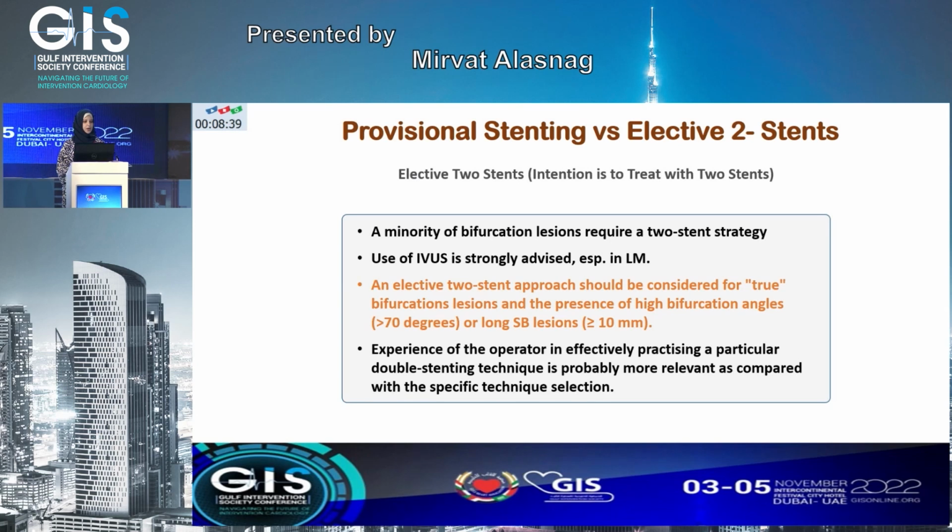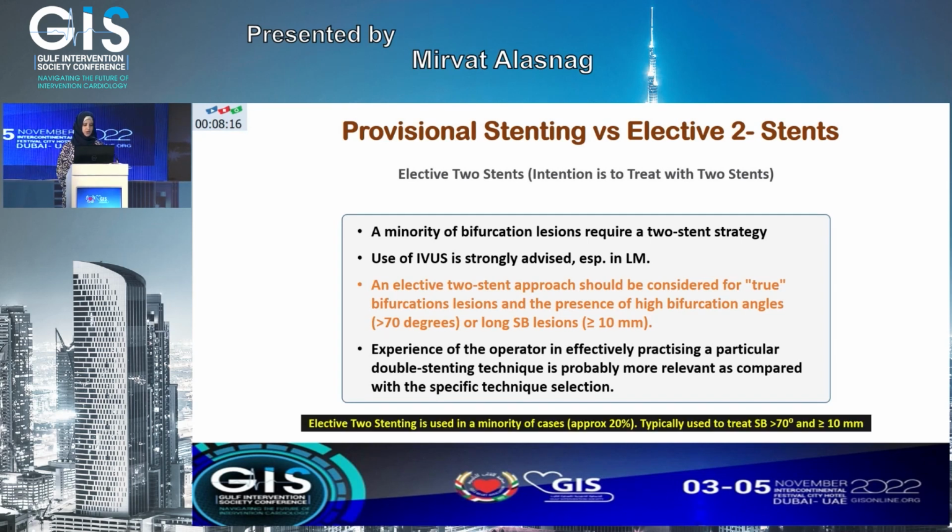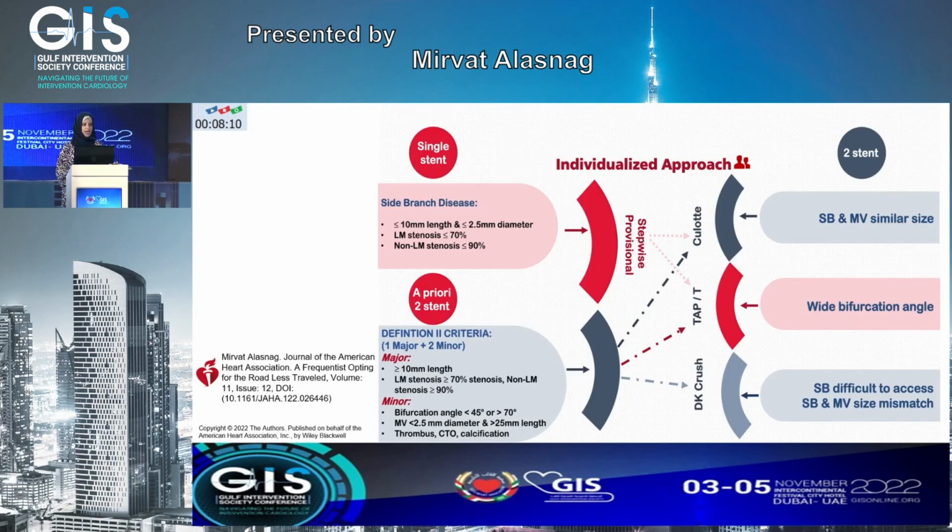And so for an a priori or elective two-stent strategy, you'd really look at that side branch. Is it a true bifurcation? Is the vessel significant, more than 2.5 millimeters? Is the angle more than 70 degrees? And is the lesion in the side branch long enough, meaning more than 10 millimeters? Those are the cases where you would consider an upfront two-stent strategy. And again, it's really less than 20% of your cases that will require an upfront strategy.